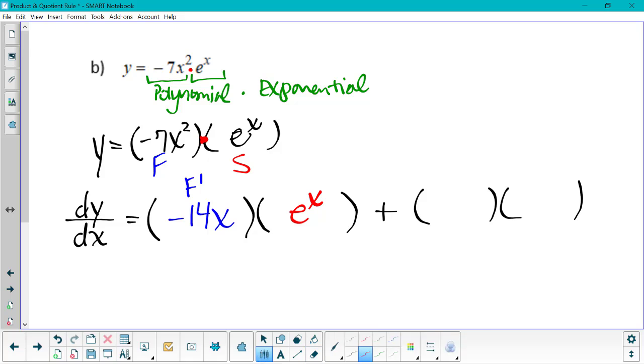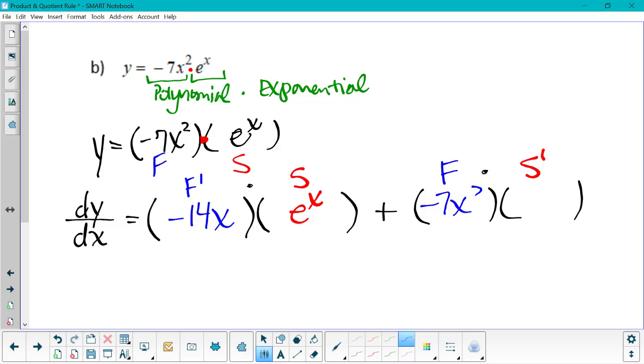That's the second function. Plus the first function times the derivative of the second function. Okay, so my first function is negative 7x squared. Now my second function is e to the x. Well, what's the derivative of e to the x? E to the x.